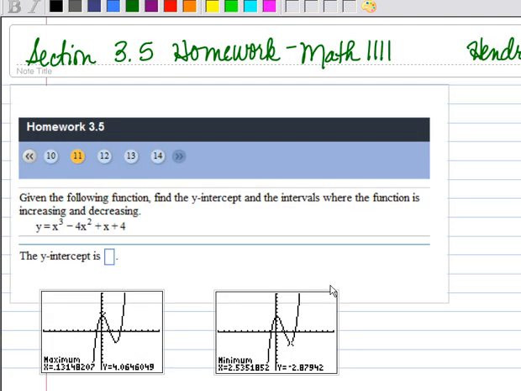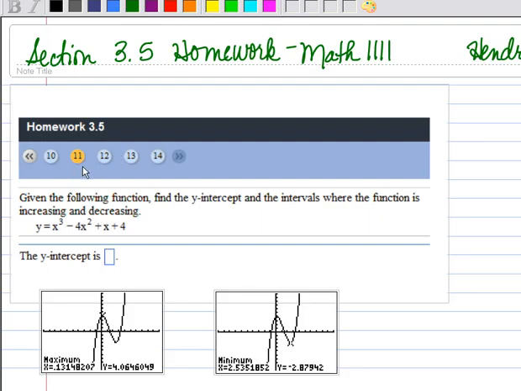Hi, let's look at some problems from section 3.5 homework, that is polynomial functions and graphing them and finding key parts to their graphs and answering some questions about how the function might be increasing, decreasing, and so on. So I've selected a few problems from my math lab.